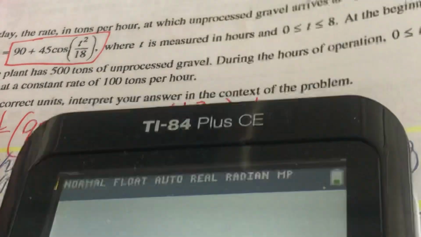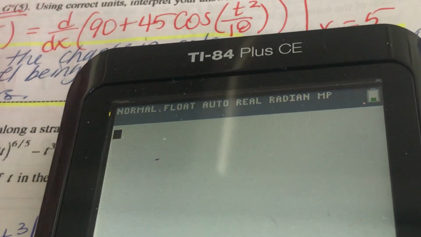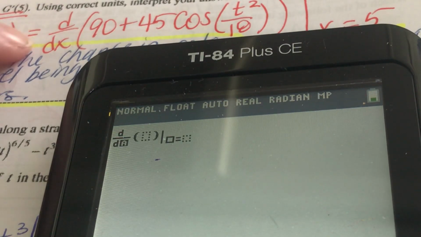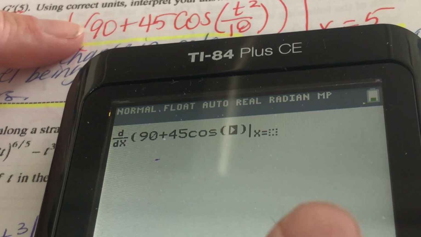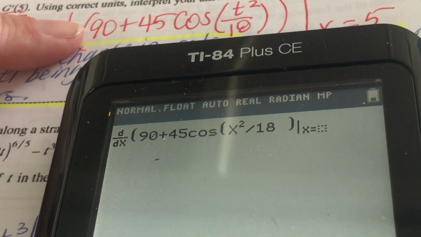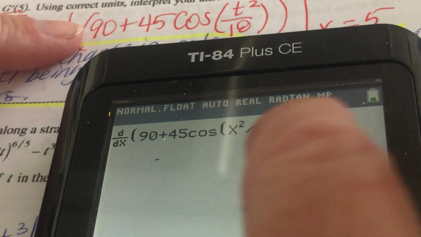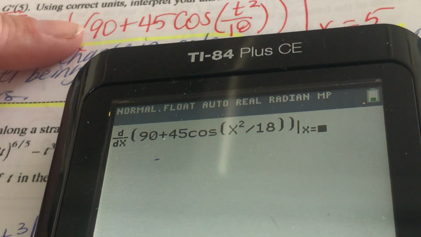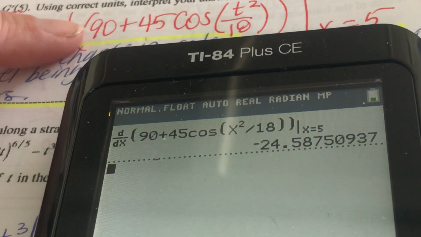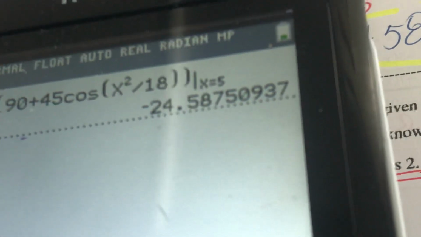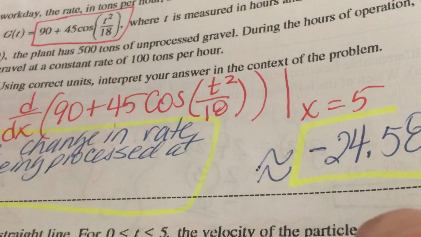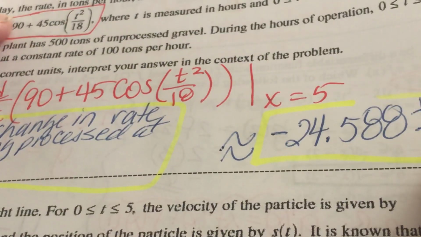So I'm going to clear my calculator screen for you. Hopefully you can see both of these. I need math 8, d by dx, 90 plus 45 cosine, and then I need x squared divided by 18. I need to close that parenthesis. So there should be that parenthesis and the next parenthesis that closes off the derivative, and then do it at 5. So hit enter. You should get negative 24.588. And this is the derivative of a derivative, so it's tons per hour squared.